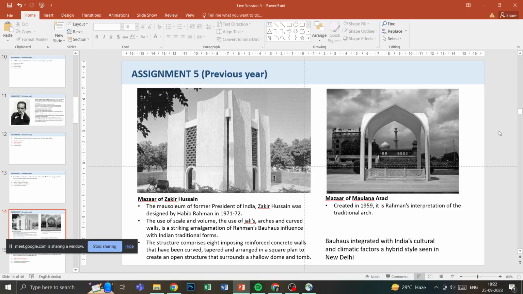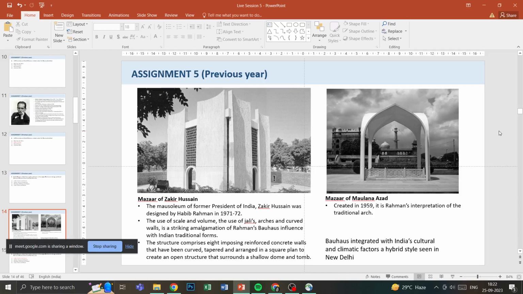Both these things give the idea of how Bauhaus was integrated with India's cultural and climatic factors, and it gives rise to a hybrid style, which is prevalent in New Delhi. Why do we say this? Because Bauhaus started in Germany as an international style movement, and with these two examples, Habib Rahman inculcated it in India by amalgamating it with India's culture.